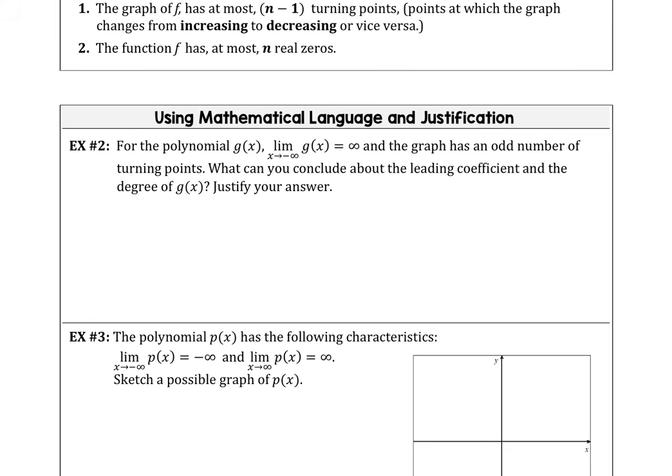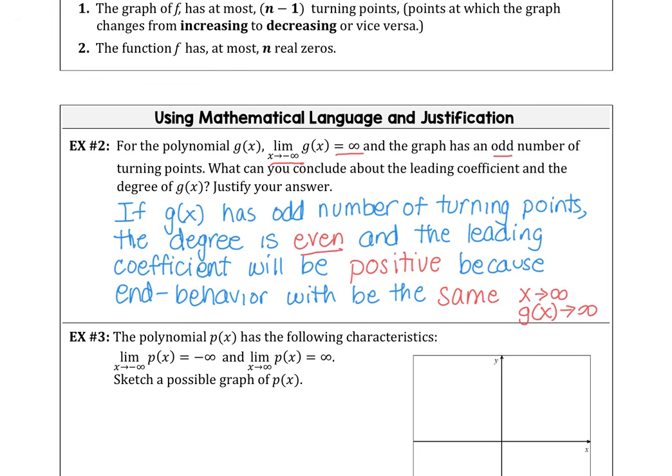I said it something like this: if g of x has an odd number of turning points, which they told us here, the degree has to be even, and the leading coefficient will be positive, because the end behavior will be the same. If x went to negative infinity and y went up, then on an even power, x has to go to positive infinity, and the y's will also be up.